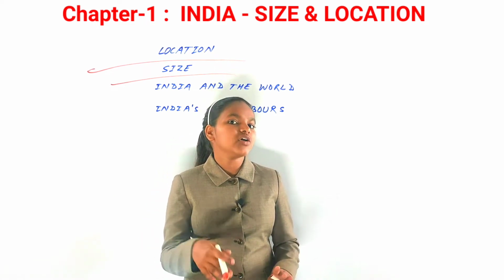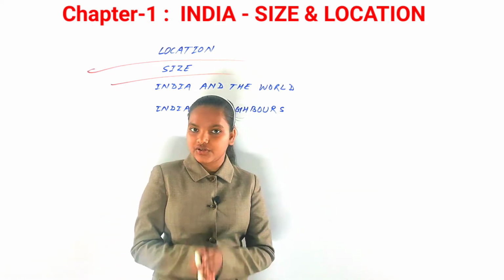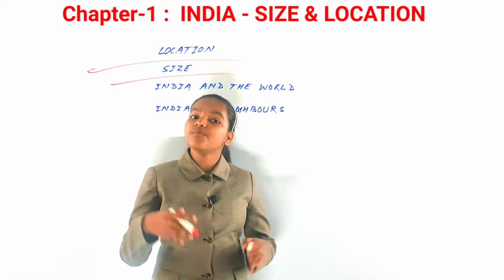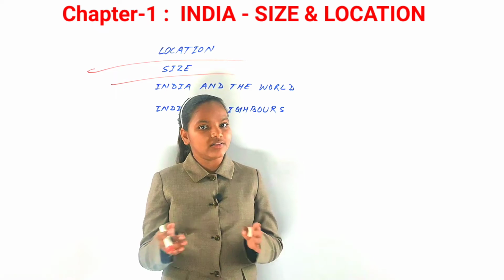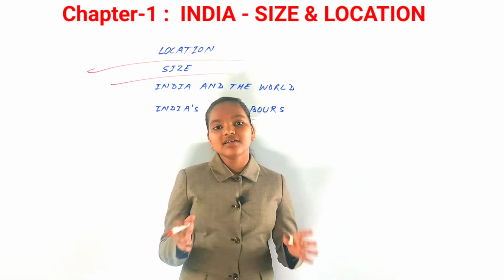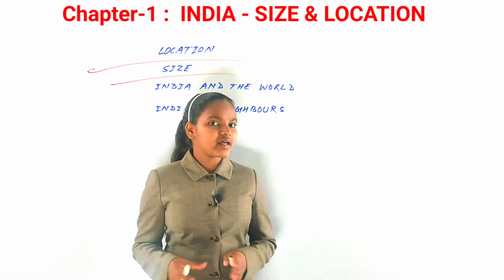That is about 3.28 million square kilometers. Now there may be a little bit of difference in the decimals. So that is a point that has to be noticed as well. That is the size of our country.